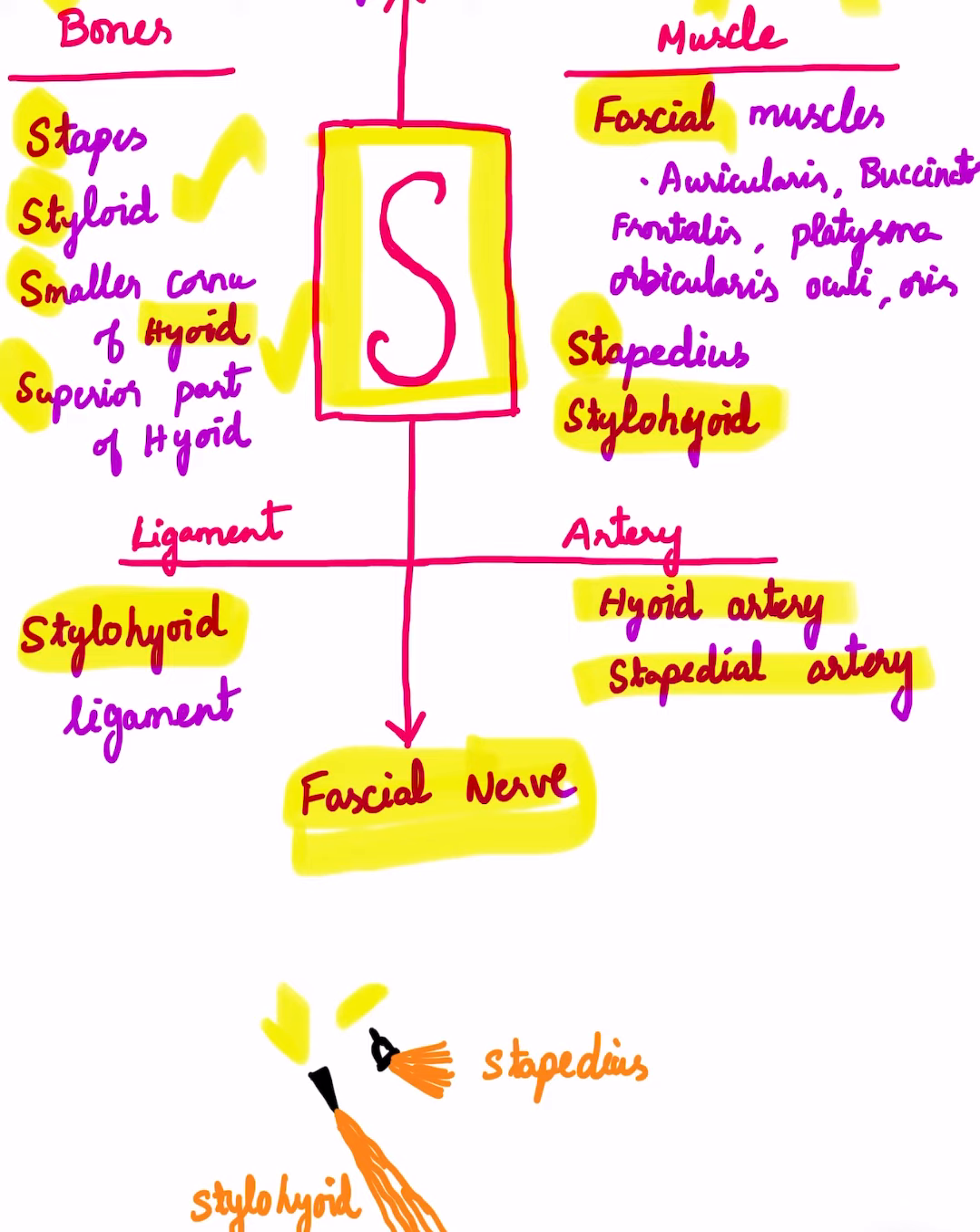And this is the superior part of the hyoid bone, and these are the lesser cornu of the hyoid bone. These are the derivatives of the second pharyngeal arch. Apart from this, we have the facial nerve and facial muscles, and the hyoid artery and stapedial artery are derived from the second pharyngeal arch.